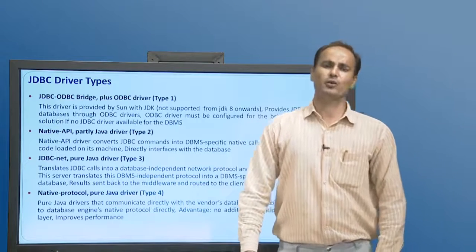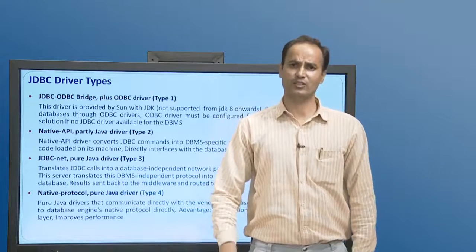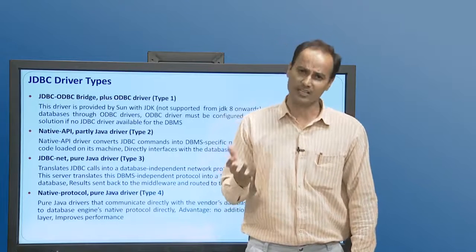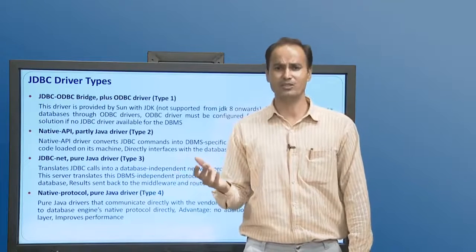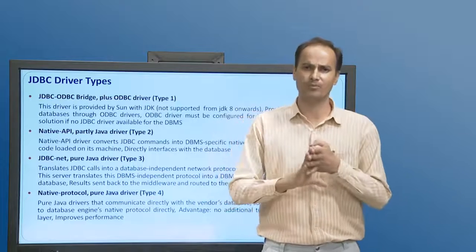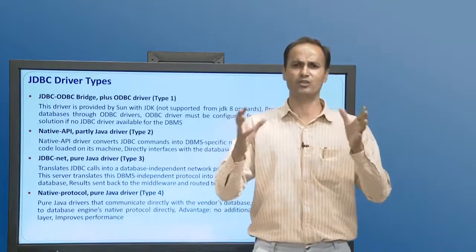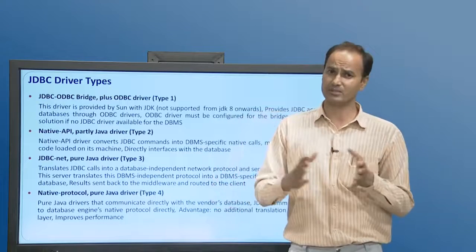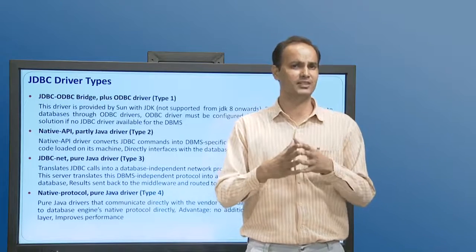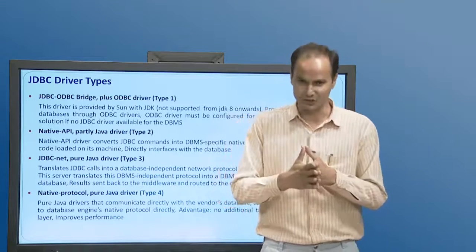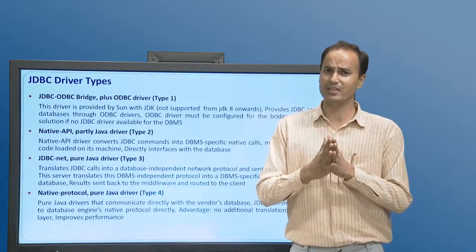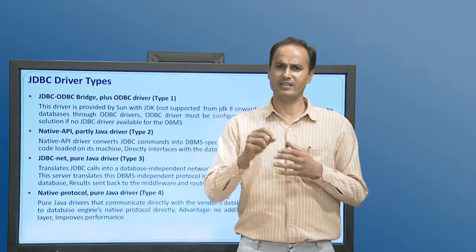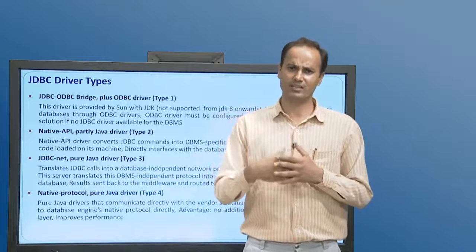Now when we are talking about JDBC, the question must come up: what kind of drivers can we use to establish connections with the underlying database? Generally JDBC drivers come in four flavors, also known as type 1, type 2, type 3 and type 4. So what is a type 1 driver? Type 1 drivers are known as the JDBC-ODBC bridge. The JDBC-ODBC bridge works by using the ODBC driver to establish connections with the underlying database.